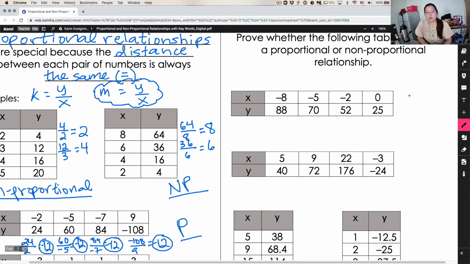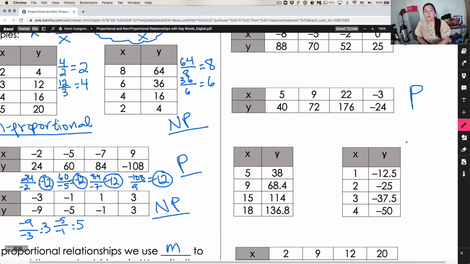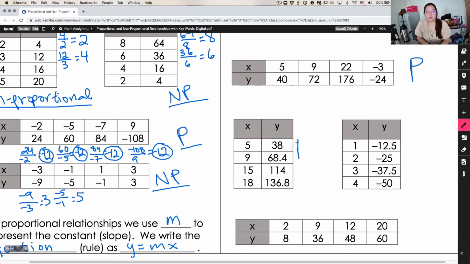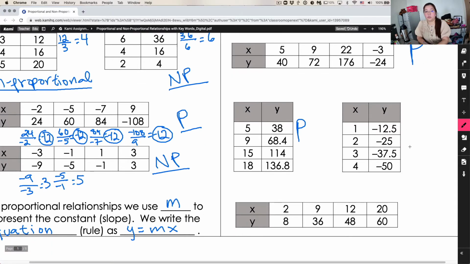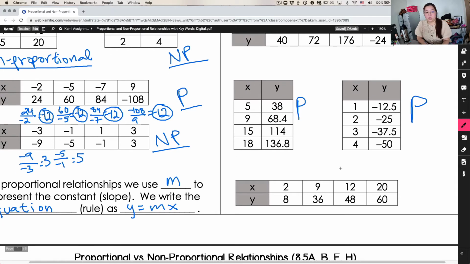This first one, hopefully you paused and you worked through it. This first one is non-proportional. The second one is proportional. This third one is proportional. This fourth one here is proportional. And then this one here is non-proportional. So again, you need to show your work, but at least this way you can check your answers and make sure you're doing it right.